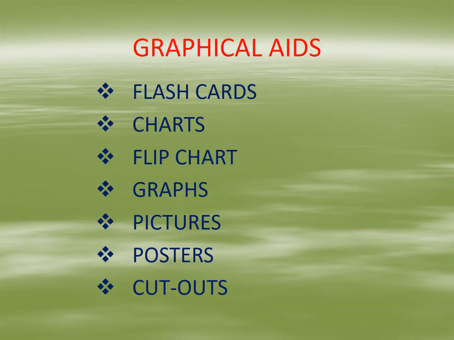Now let us see about the different types of graphical aids which are used by a teacher to enhance her teaching. The graphical aids are flashcards, charts, flip charts, graphs, pictures, posters and cutouts. These graphical aids are prepared manually and don't need any machine to operate. The teacher can herself prepare them and use them in her classroom as much as she can.